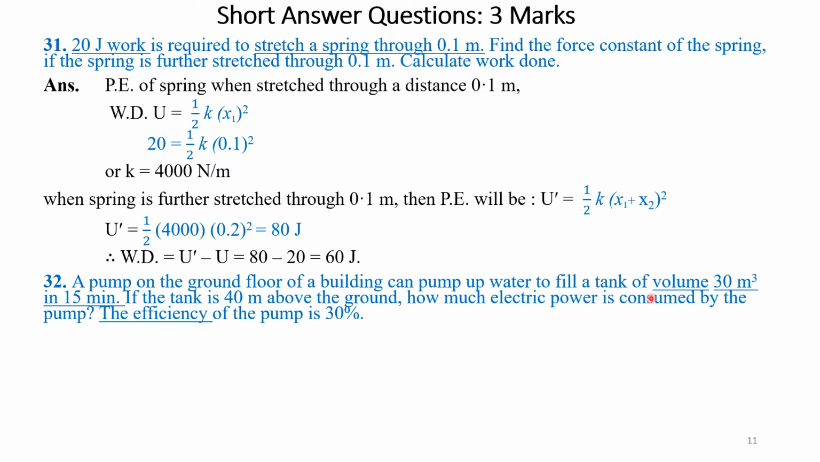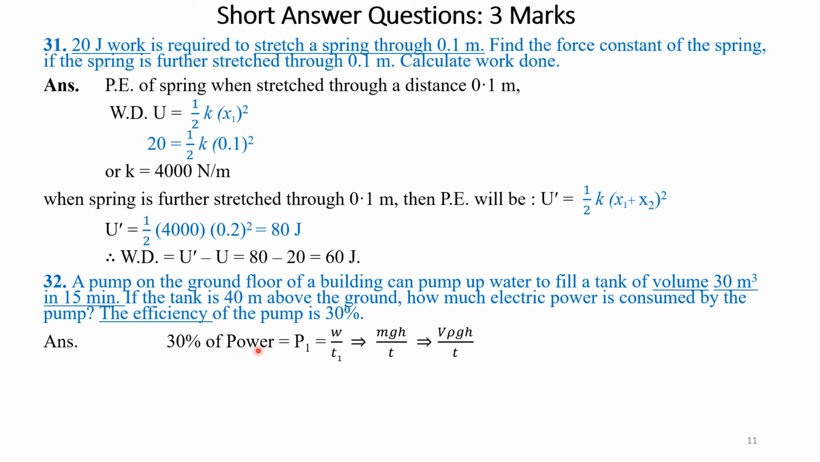The given quantities are volume equal to 30 meter cube, time t is 15 minutes, and height of the tank h is equal to 40 meters. So we have to find the power of the pump. The efficiency of the pump is given as 30%. Let us answer the question quickly.